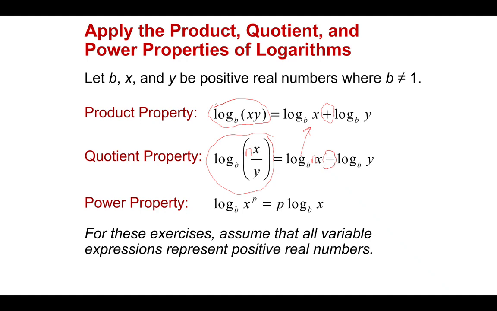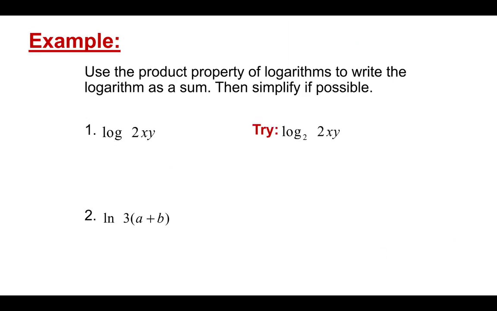The power property says that the power up here basically just moves down in front. And this is very useful in clearing powers, if possible. And there it is here. So that becomes this. We're going to assume that all variables and expressions represent positive real numbers as we go. So let's try some of these out.